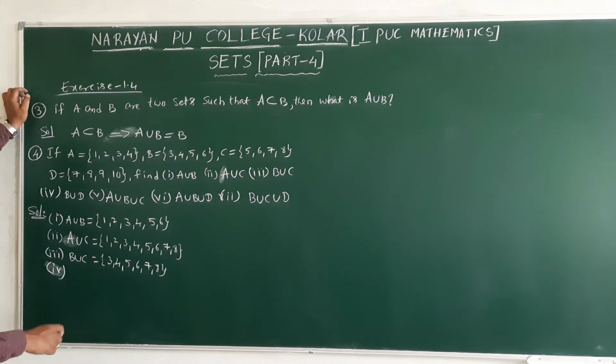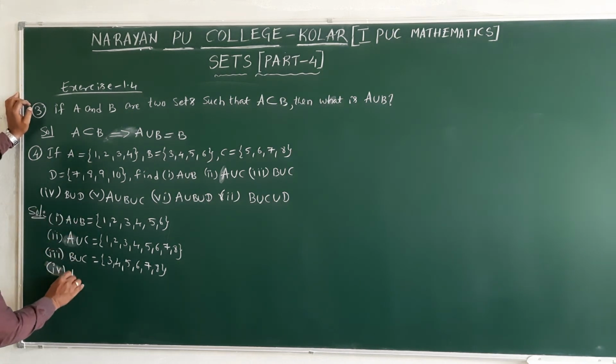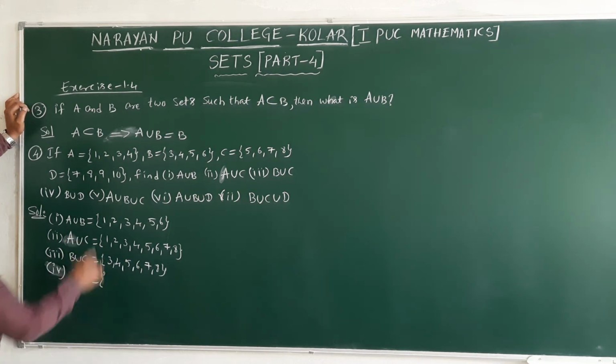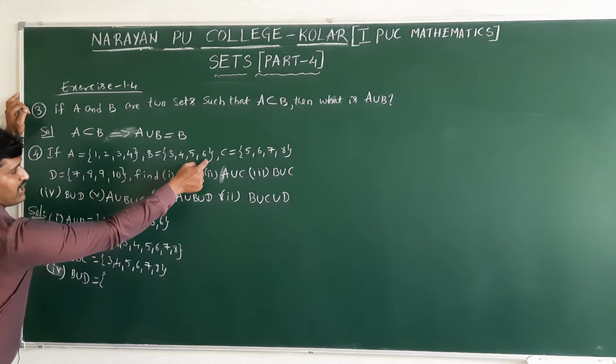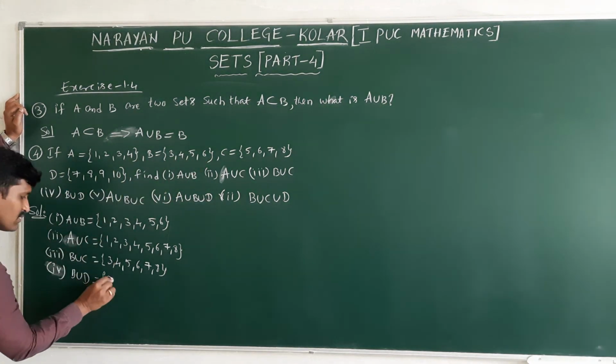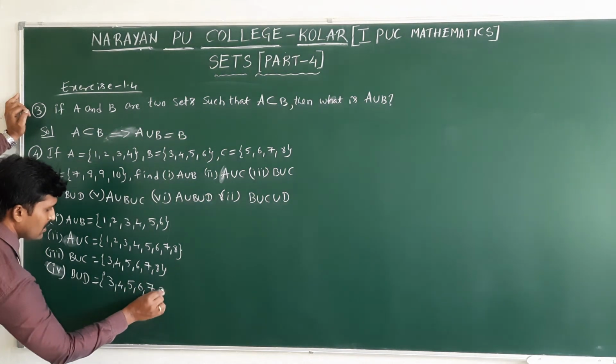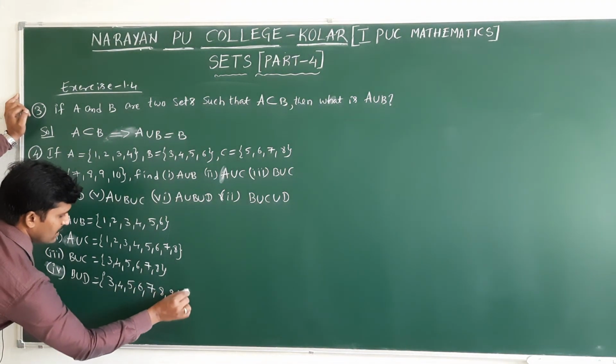Fourth one, what? B union D. B and D, here is there 3, 4, 5, 6, 7, 8, 9, 10. That's all.